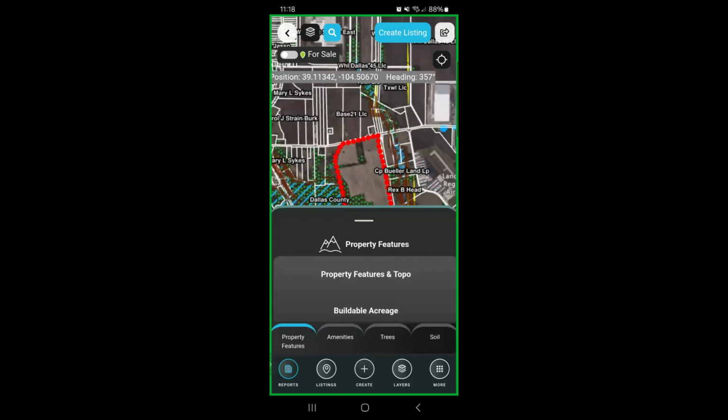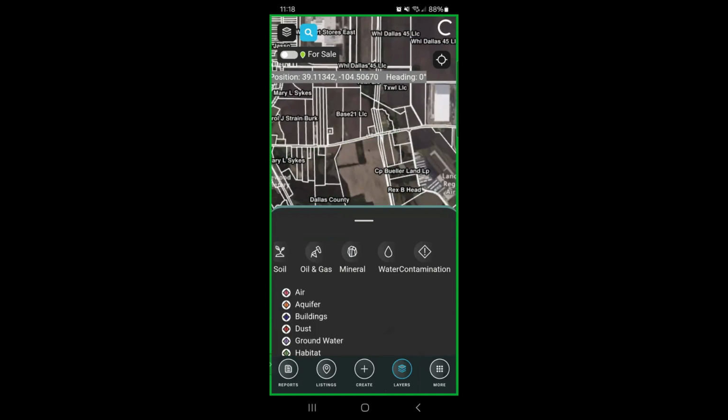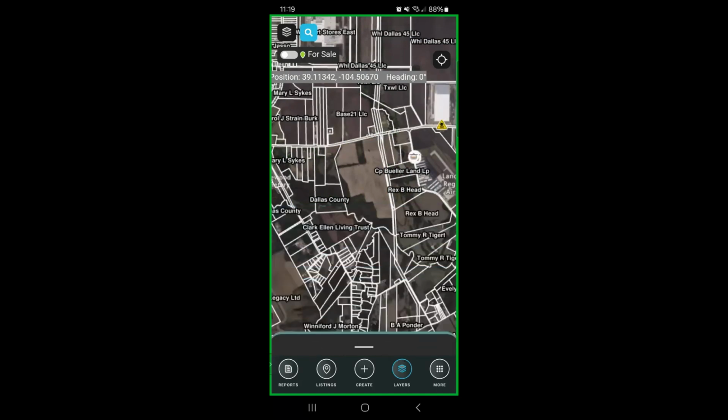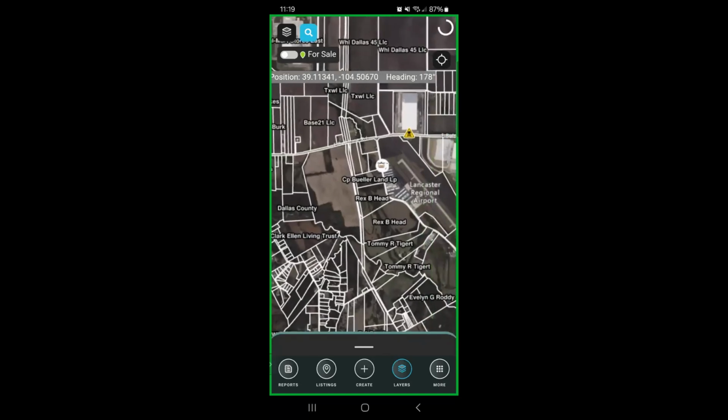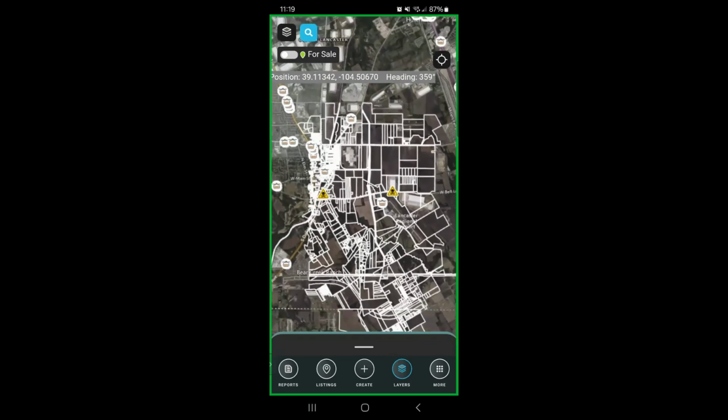But we're here to talk about contamination. So I'm going to go ahead and click on my layers button again. I'm going to scroll over to the right, and I'm going to click this contamination button. What that's going to do is populate all of those different types of possible contamination entry pathways, and you're going to see those load on the map very quickly.